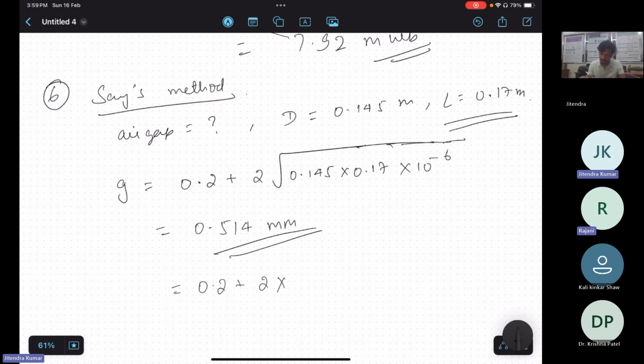0.2 plus 2 times... Something is coming different. 0.157 into 10 to the power minus 3. Into 2, plus 2. Yeah, it is coming 0.514 mm only. This is also in mm. Okay, then fine.